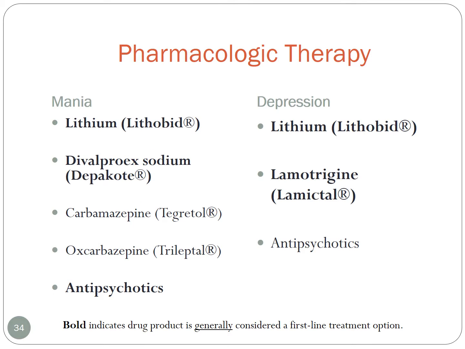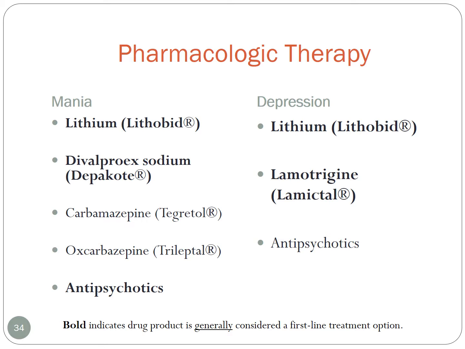The treatment of bipolar disorder can be a little confusing because we have some medications that work better for treatment of mania and some that work better for treatment of depression. Those medications listed in bold are generally considered a first-line treatment option. So lithium is considered a first-line treatment option for both mania and depression, while divalproex sodium is considered a first-line treatment for mania, and lamotrigine is considered a first-line treatment for depression.